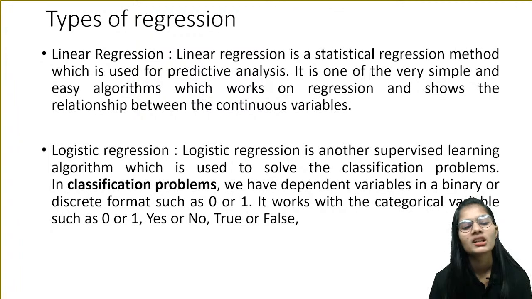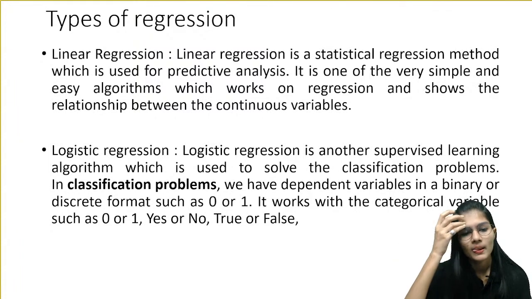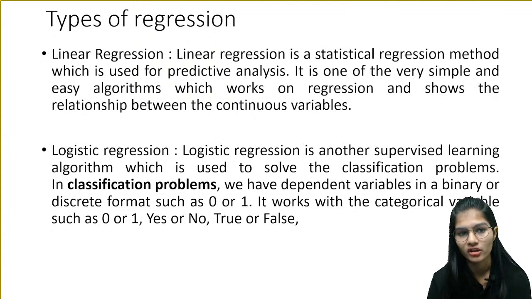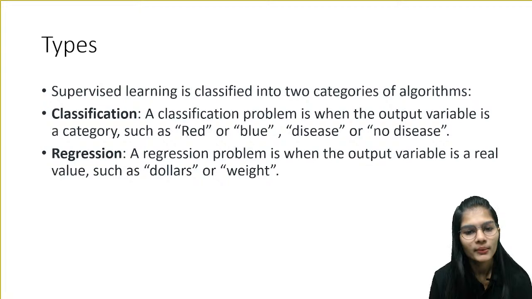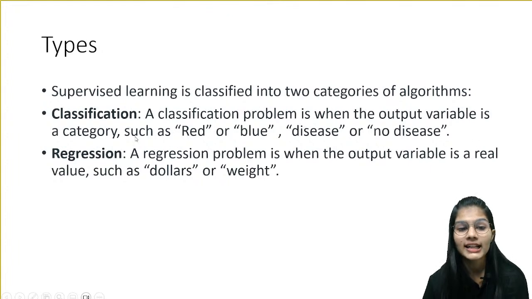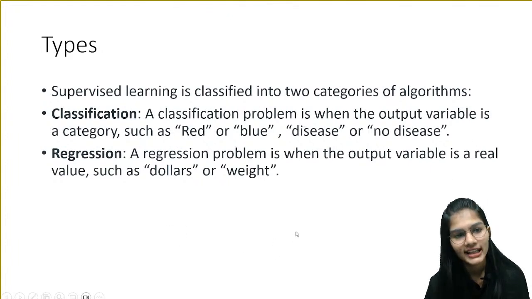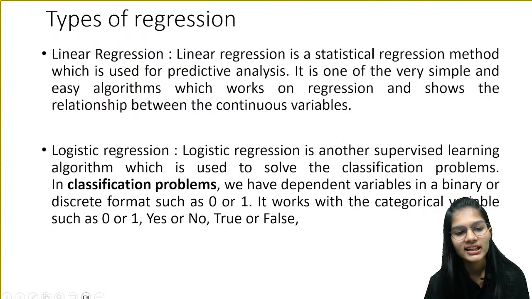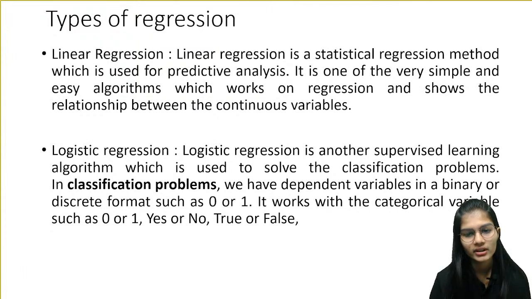Now, in logistic regression you solve classification problems, and that is absolutely correlated, because in classification I told you that your output variable should be a category: 0, 1, true, false, yes, no. That is what comes under classification. And logistic regression deals with exactly that, where you have to solve classification problems, dealing with a categorical variable like yes, no, maybe, 0, 1, true, false. That is what logistic regression is.